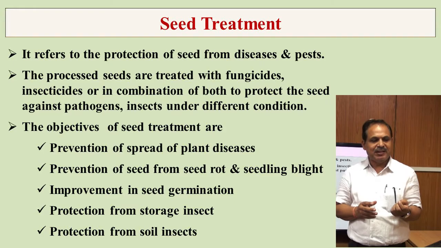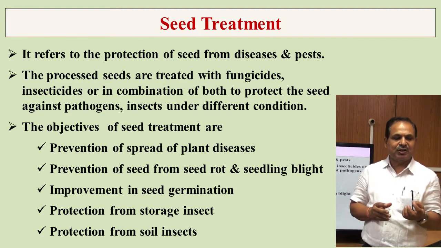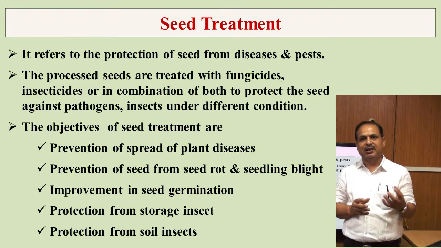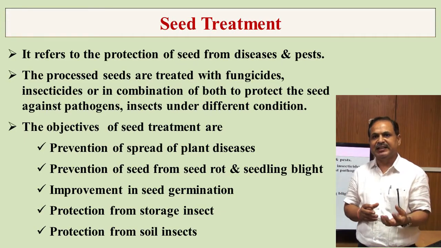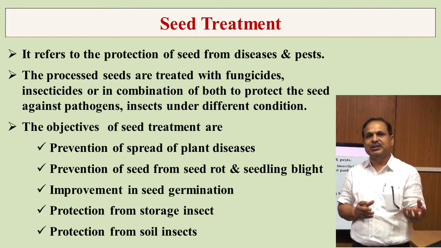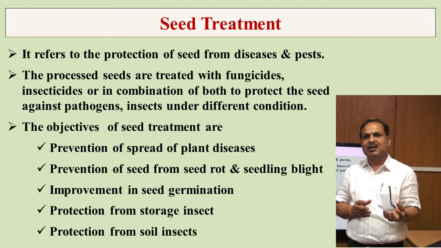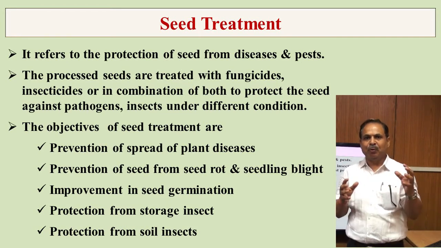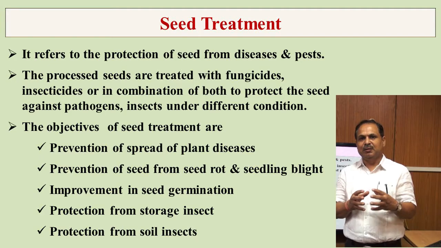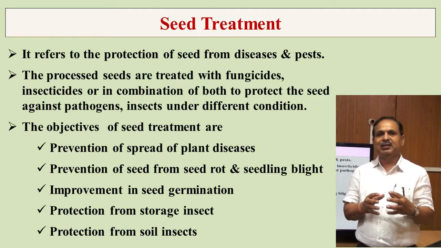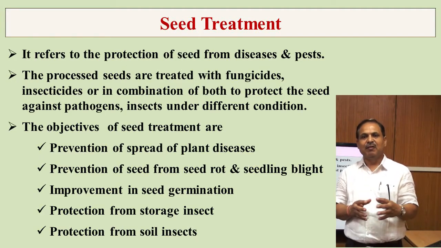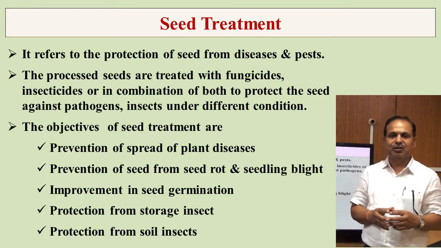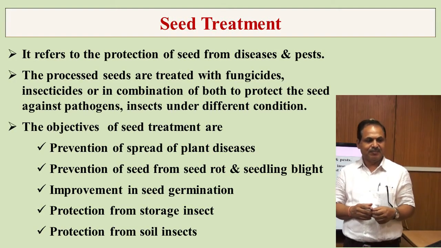Second one is the prevention of seed rot and seedling blight. Some diseases occur right from the seedling stage or when we sow the seeds, at that time some disease may take place. So by protecting those seeds before sowing, it protects the seeds from these two, seed rot and seedling blight.